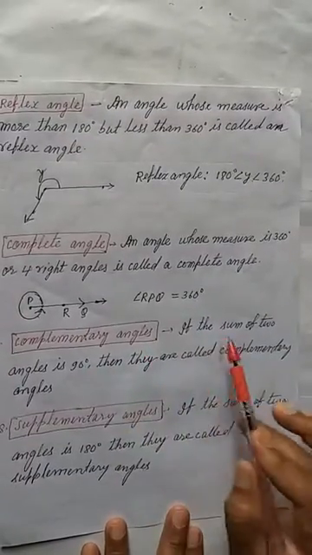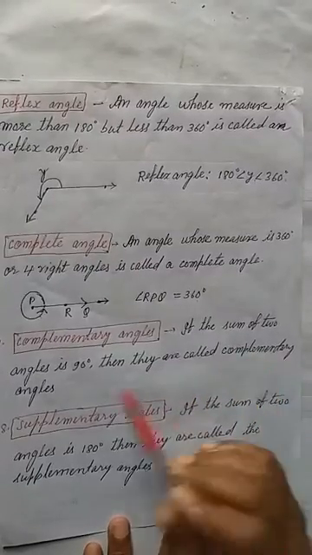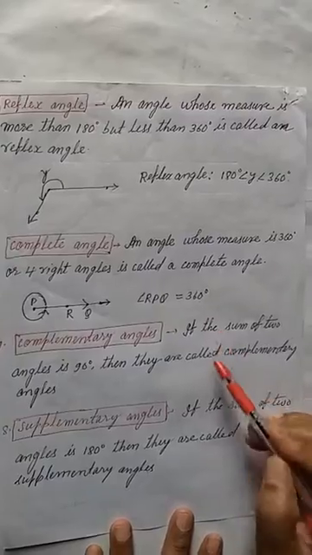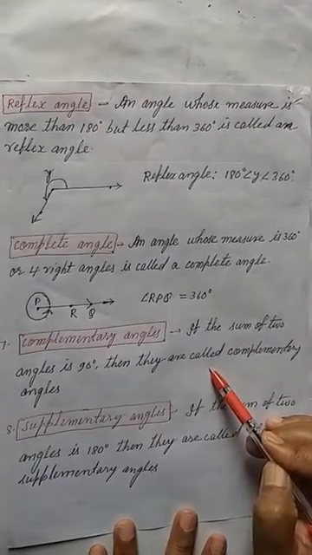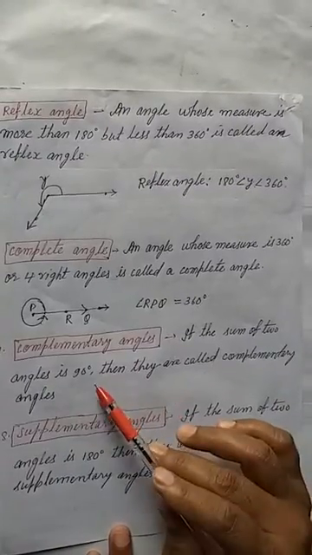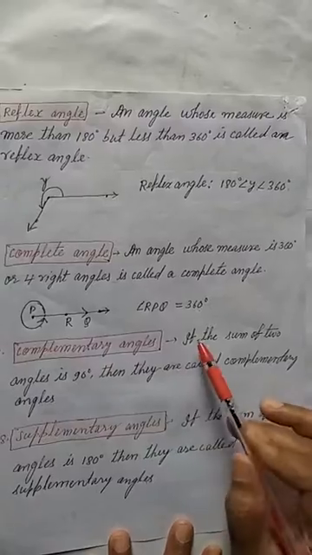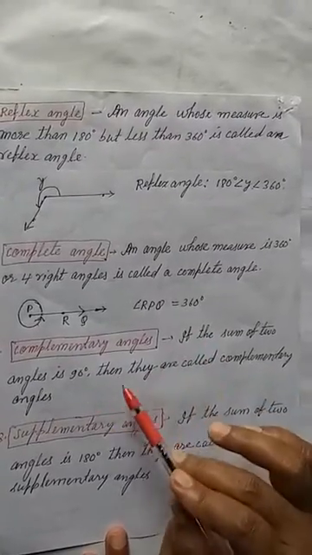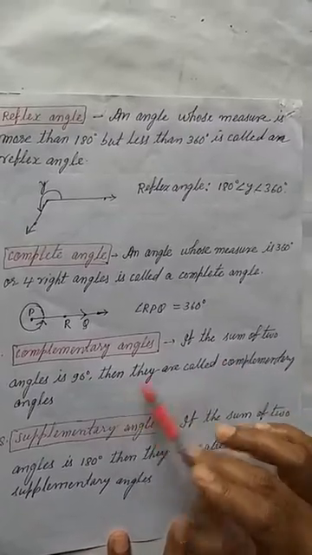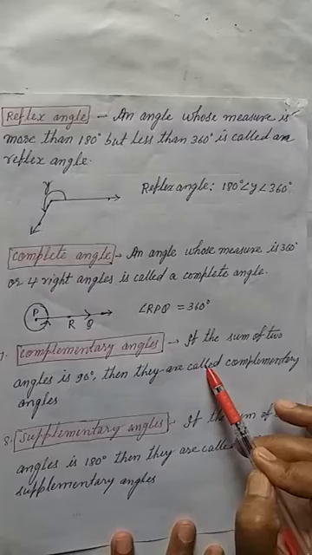Now complementary angles. If the sum of two angles is 90 degrees, then they are called complementary angles. So what is the complement of 70 degrees? 90 minus 70 is 20 degrees. So 20 degrees is the complement of 70 degrees, or 70 degrees is the complement of 20 degrees. How do you check? By adding, or by subtracting you can find the other complement.